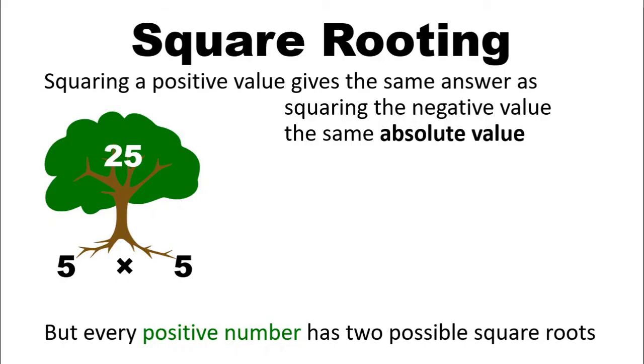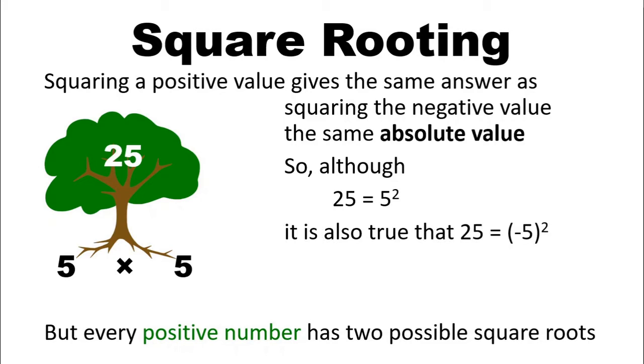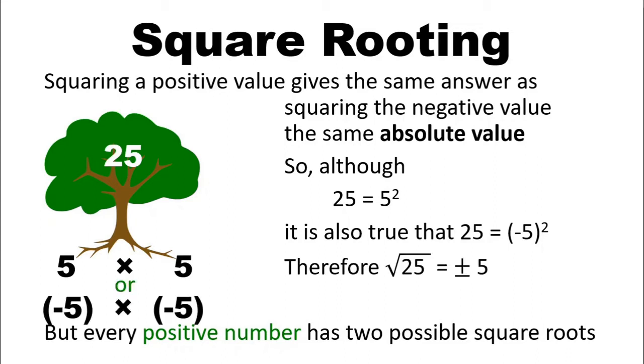So since squaring a positive value gives the same answer as squaring a negative value with the same absolute value, that must mean that although 25 is equal to 5 squared, 25 is also equal to (negative 5) squared. And remember, those brackets are important because without the brackets, we wouldn't be multiplying negative 5 by negative 5. And we can show both the positive and negative answers with this positive and negative sign.